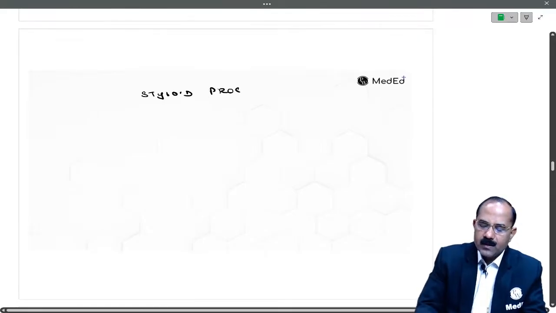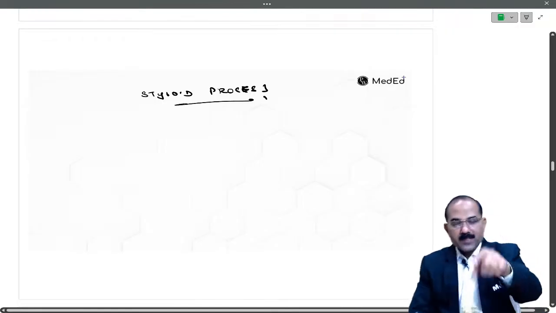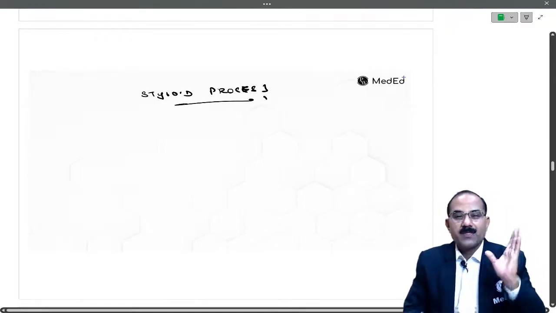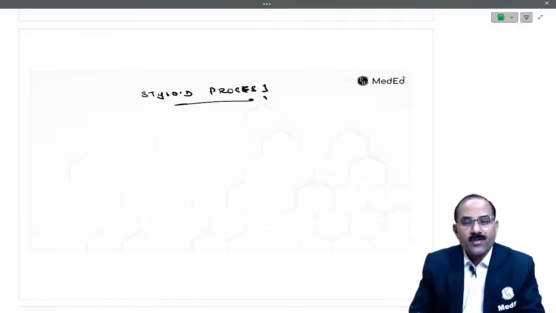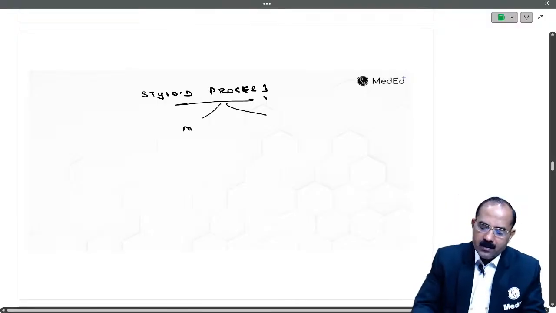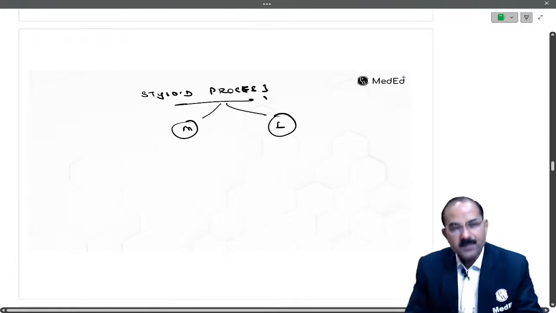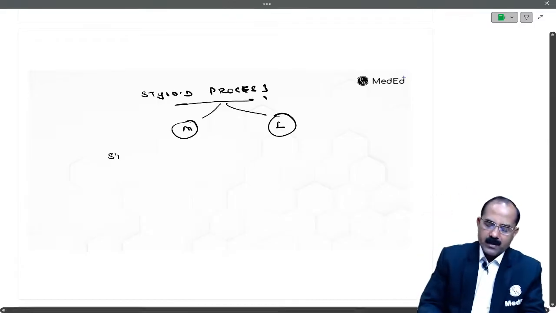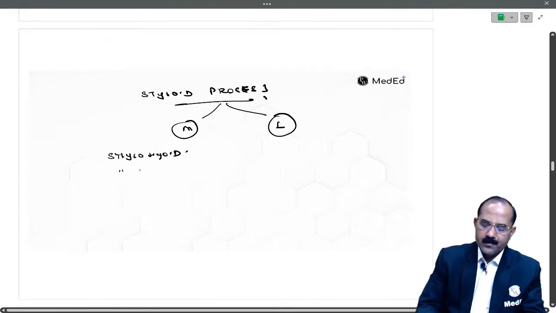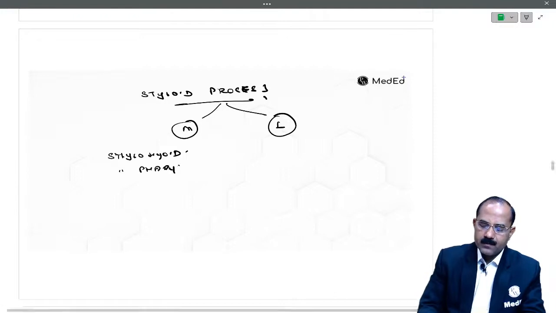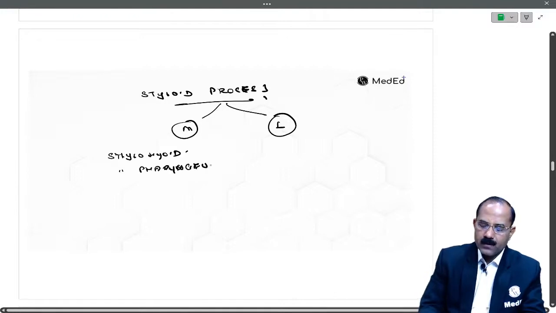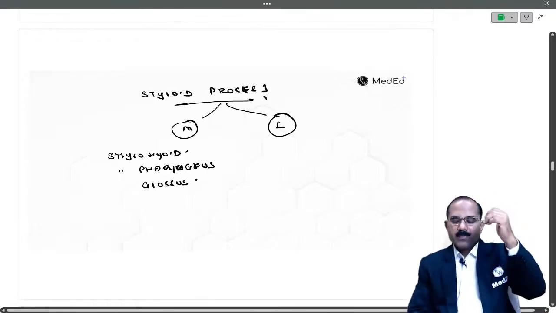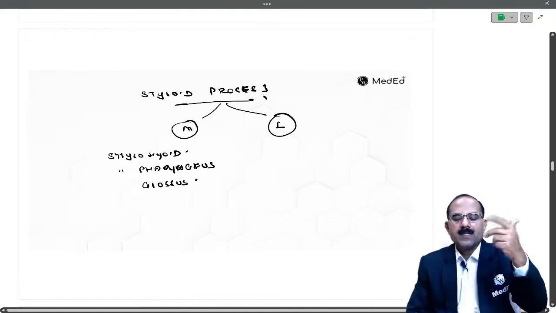styloid process. It is shown very often in exams, and they ask you what is attached to the styloid process. The styloid apparatus comes as a short note for you, children. So on the styloid process, there are muscles and there are ligaments attached. Which are the muscles attached to the styloid process? That is stylohyoid muscle, stylopharyngeus, and third is styloglossus. Okay, muscles attached to the styloid process: stylohyoid muscle, stylopharyngeus, and styloglossus.